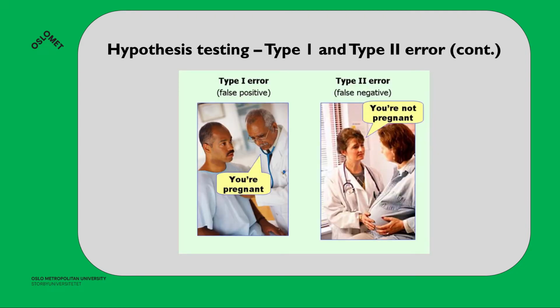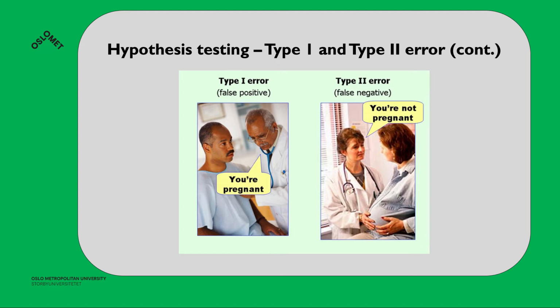So, hypothesis testing, type 1 and type 2 error. Here, type 1 error, false positive. The doctor tells the man that he's pregnant, which is, of course, not possible. He rejects a true null hypothesis.